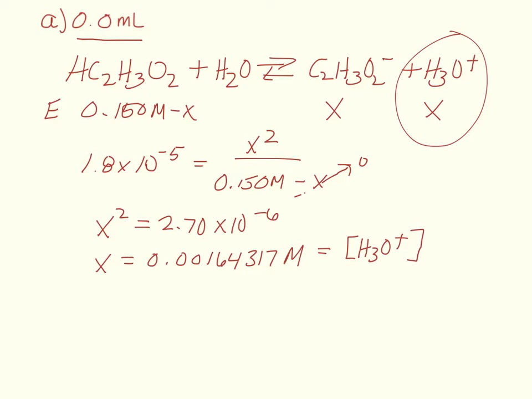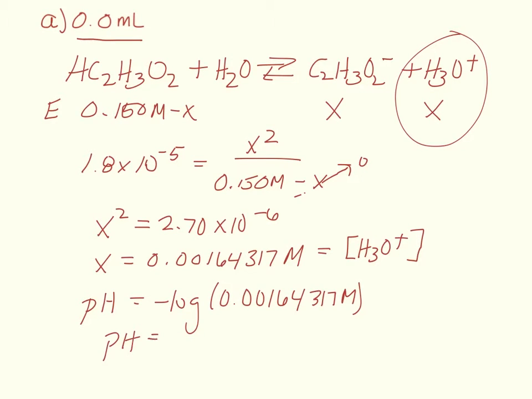So if I want the pH, I simply take negative the log of that molarity. So I'm going to take negative the log of 0.00164317 molar, and that gives me a pH of 2.78, which is the answer.